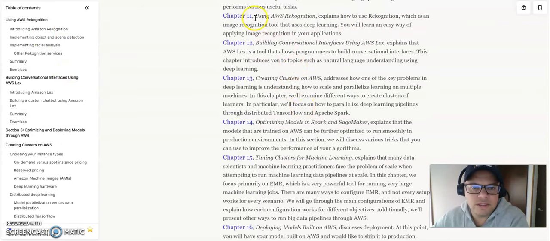Then it's going to take a look at another service, which is AWS Rekognition. It's going to explain everything about Amazon Rekognition, implementing object and scene detection, implementing facial analysis, and other Rekognition services.